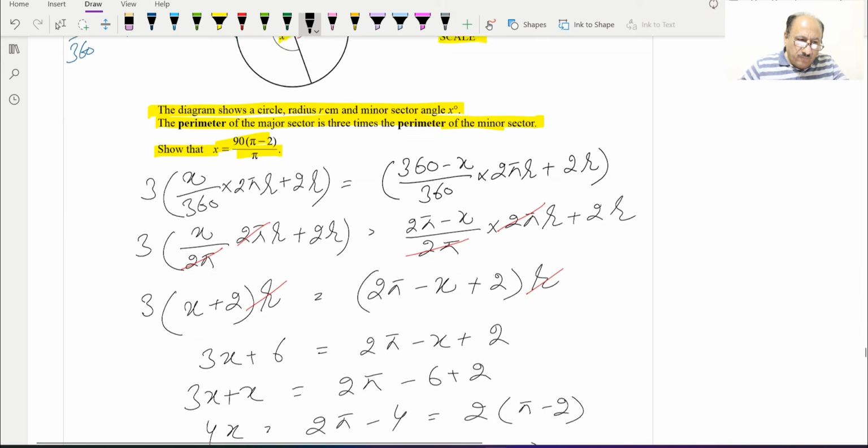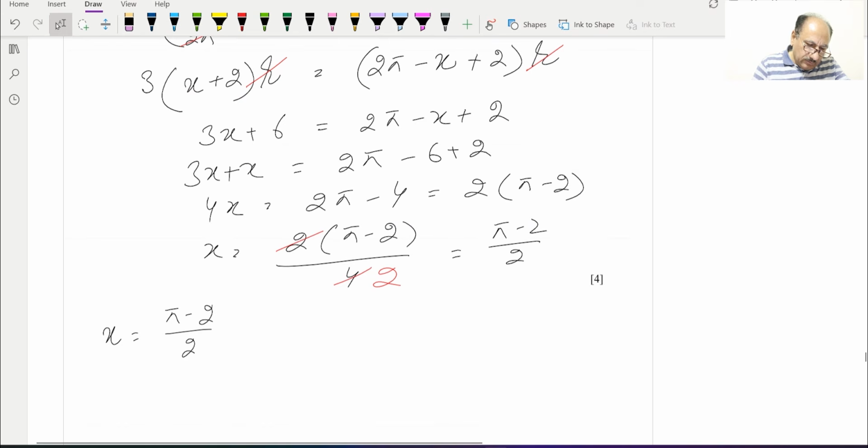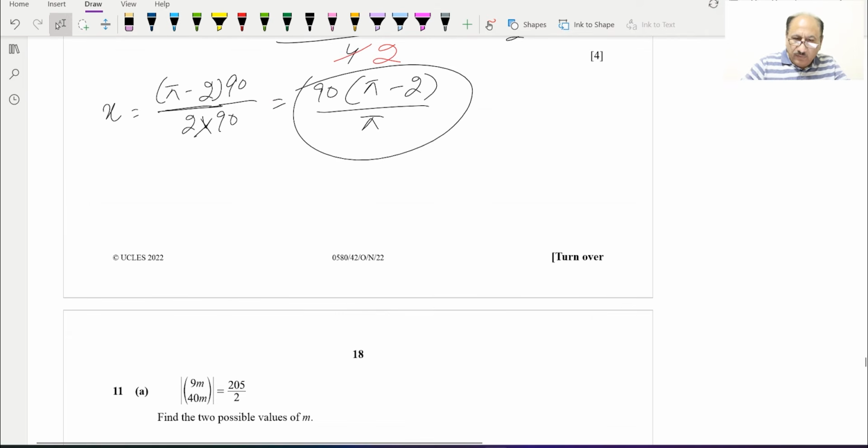If we check the required format of the answer, 90 over pi is missing, so we can do one thing. We can basically rewrite it as 90 over 90. We have multiplied and divided by 90, and we will get 90 into pi minus 2 over 180 pi, and this is basically the final answer for 4 marks, which is done. Hopefully you understood this question.